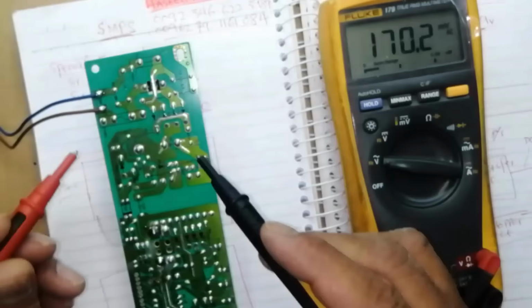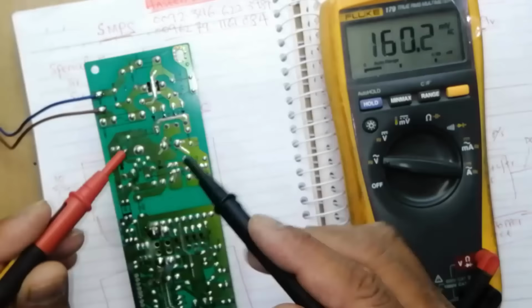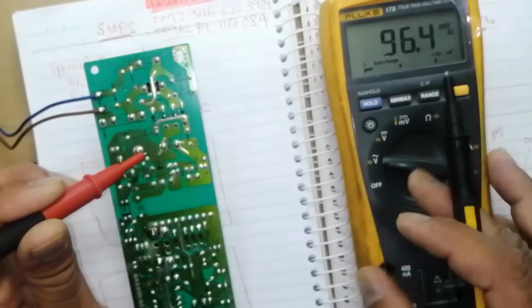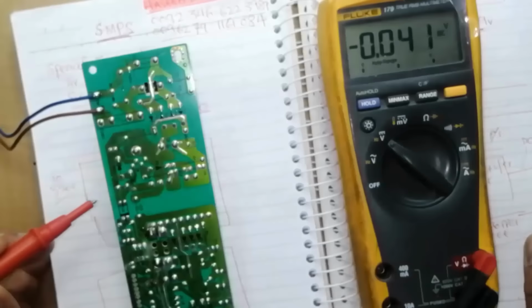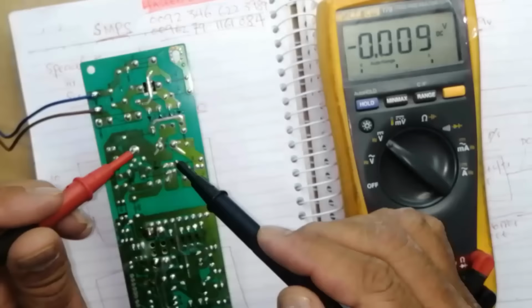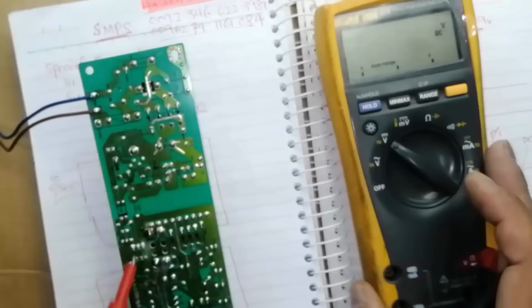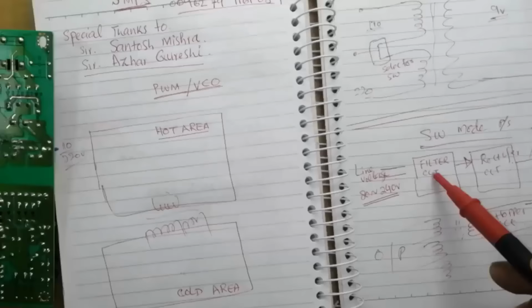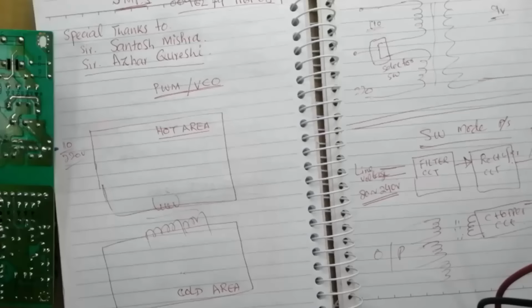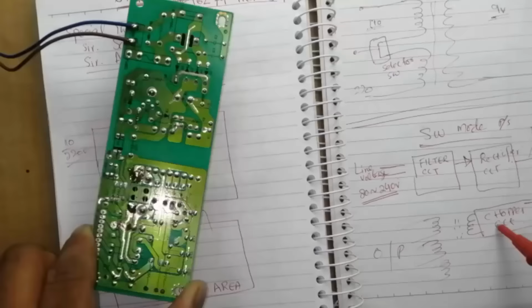After passing these diodes, we have a capacitor. Here the voltage is not AC voltage, it is DC voltage. So we will find here DC voltage, 336 volts. As I discussed, we find 336 volts. From filter to rectifier, here we find DC voltage. After the DC voltage, there is a chopper circuit. Now we are going to the chopper circuit.